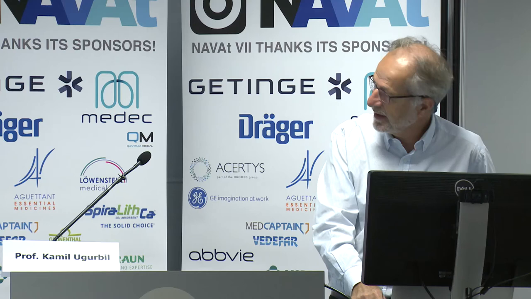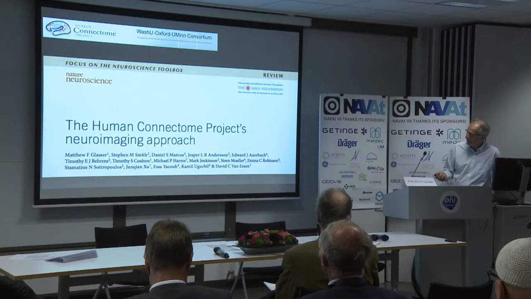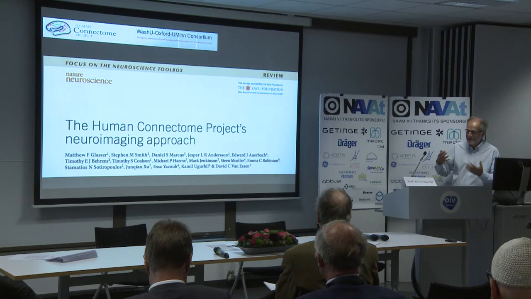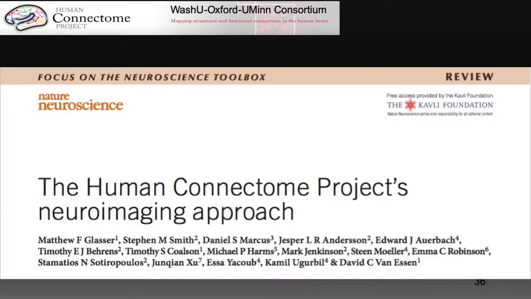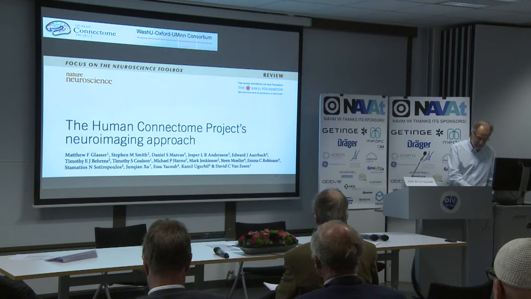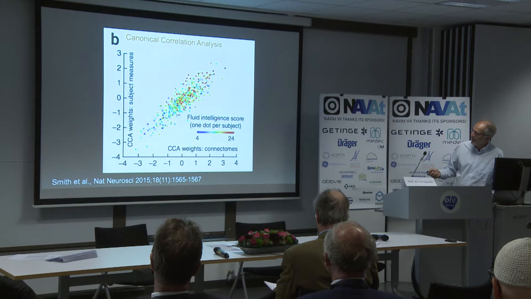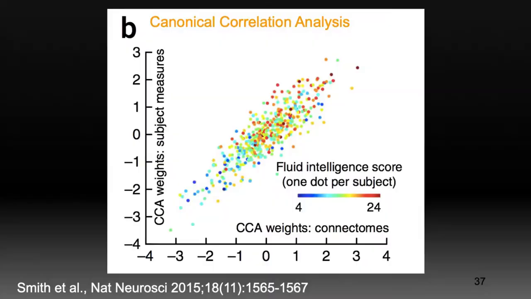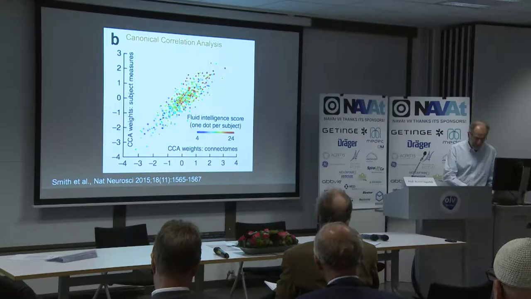This is another paper coming again from our Human Connectome Project, where there's quite a lot of brain data as well as behavioral data that was collected. And there are a lot of correlations between the brain networks that we can extract and a lot of other behavioral properties. Just an example, this is fluid intelligence score versus what you can extract from the brain data. And of course, there's an extremely good correlation between the networks that you get from functional imaging data and fluid intelligence.